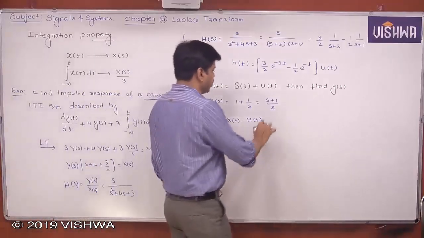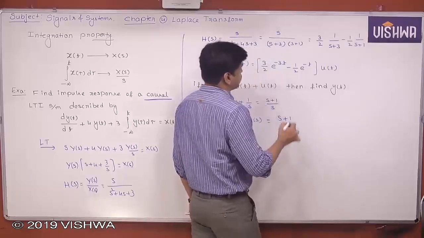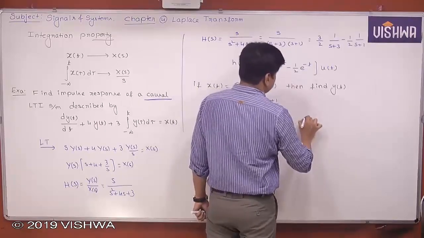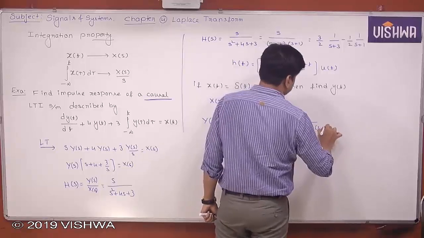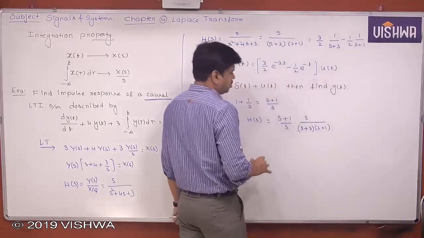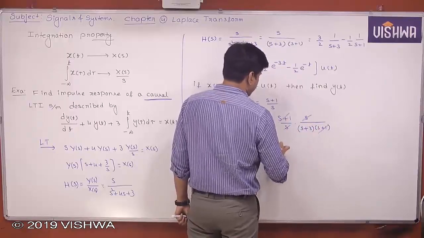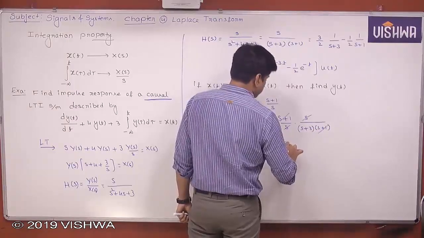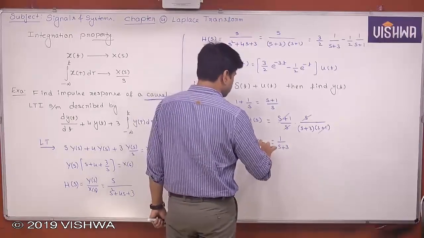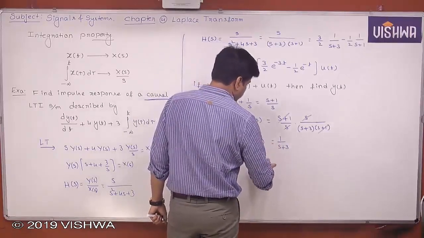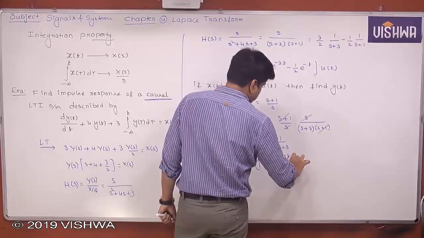What is X(s)? Just now we calculated (s + 1)/s. What is H(s)? That is here s/((s + 3)(s + 1)). So (s + 1) and (s + 1) get cancelled, s gets cancelled. Finally this is 1/(s + 3). So once Y(s) is 1/(s + 3), what is y(t)? It is e^(-3t) u(t).